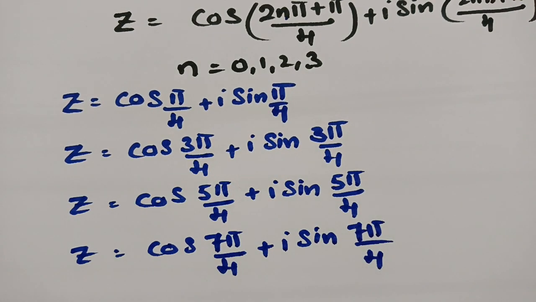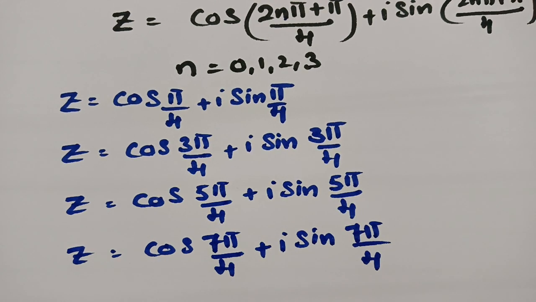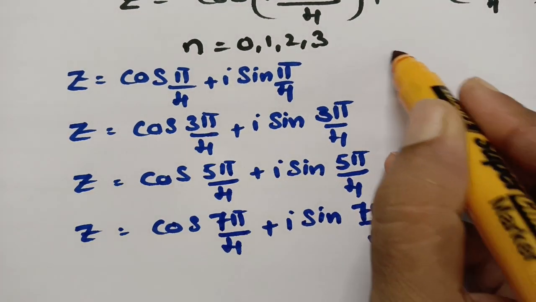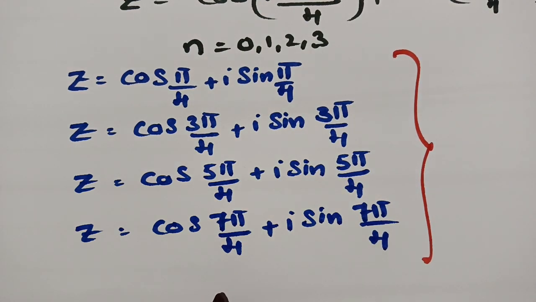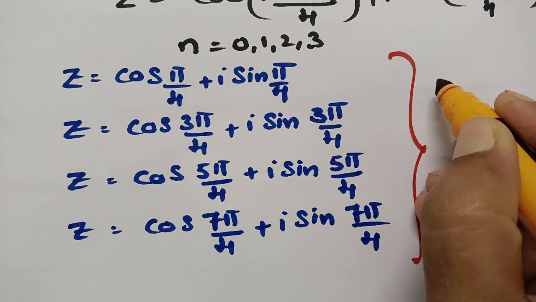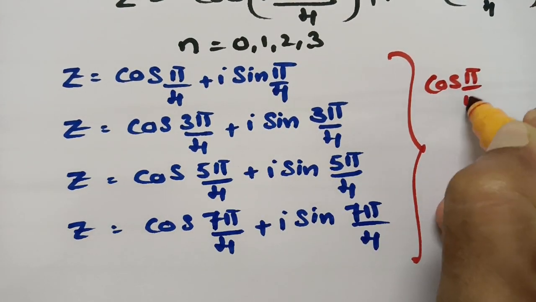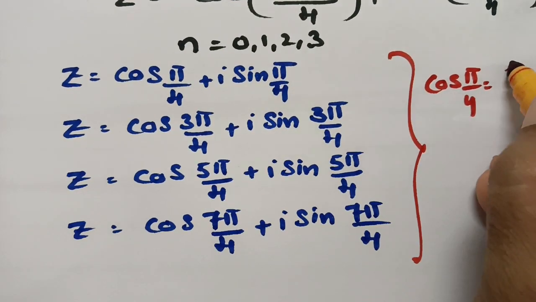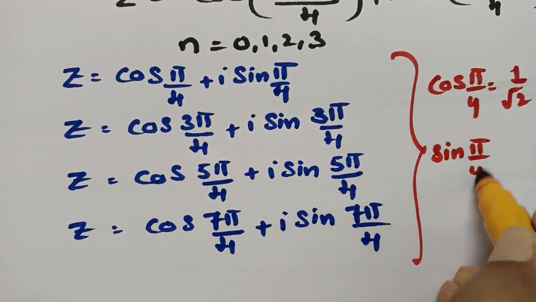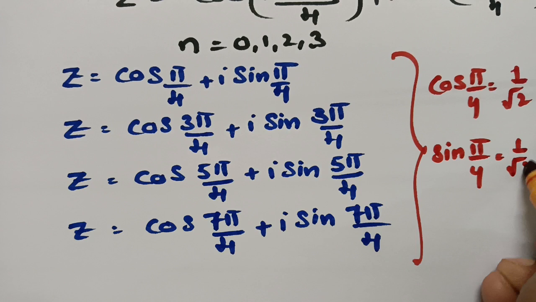So if you keep n equal to 0, 1, 2 and 3, we get the four pole values of the function. We need all the values of these. Please remember, cos pi by 4 means cos 45, which is nothing but 1 by root 2, and sin pi by 4, which is also sin 45, is again 1 by root 2.